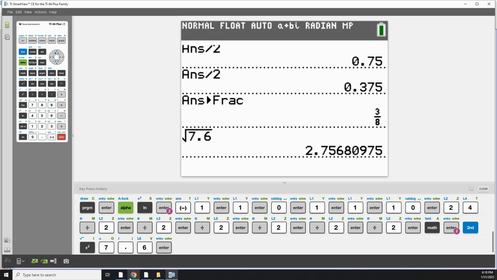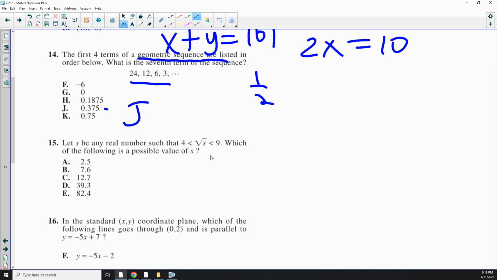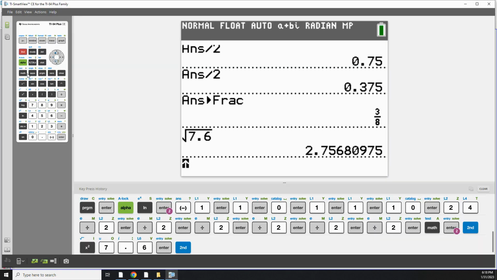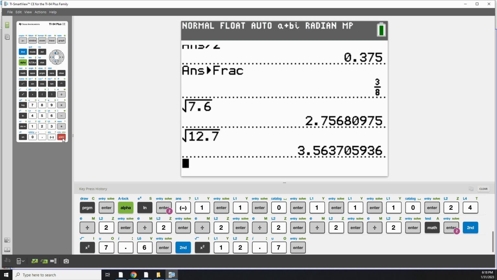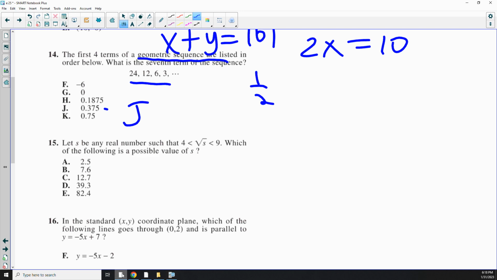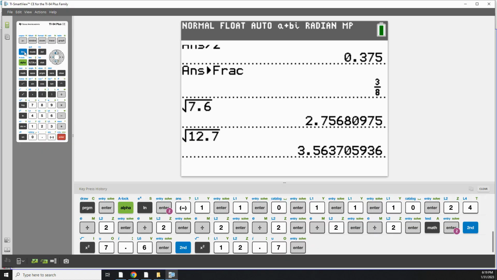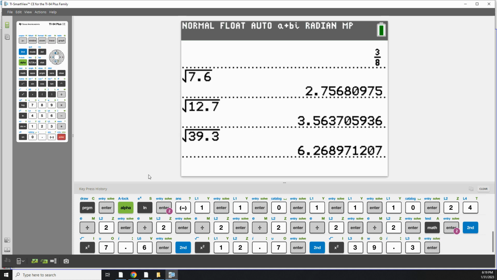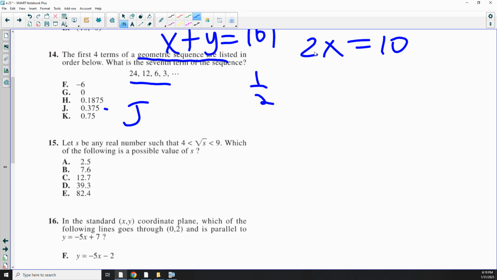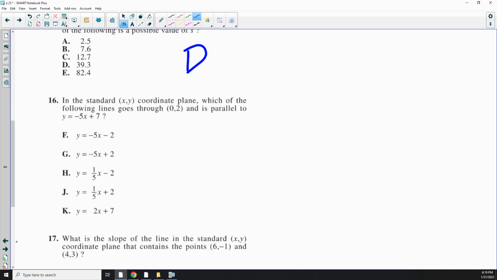That's 2.75. No, that's not big enough. Let's go to 12.7. That might work. 12.7 square root is, oh gosh, I'm still not there. It's got to be 39. So it's the square root of 39.3. What a gaffe. I took a half hour to do something that I should have recognized a lot faster.